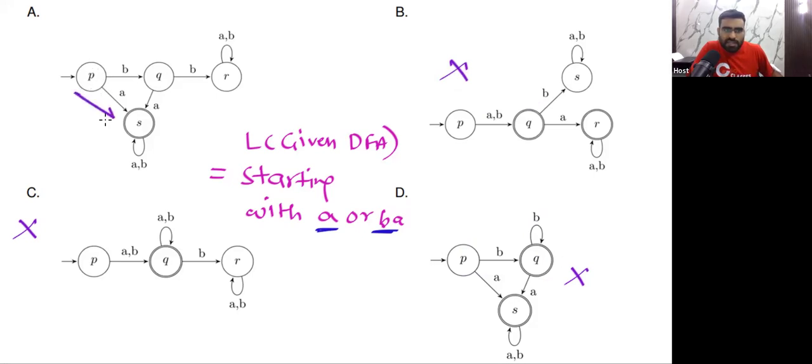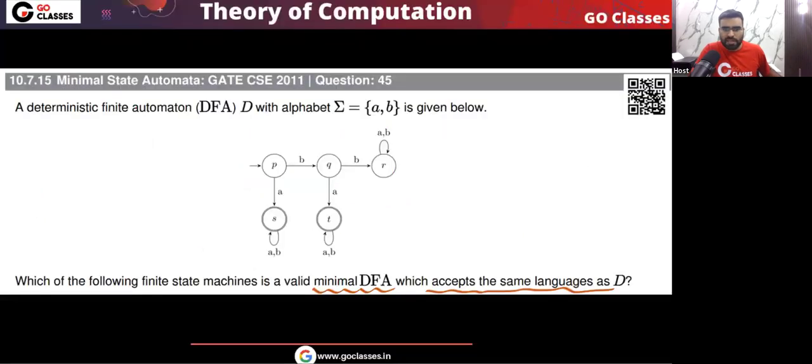You can notice starting with A accepted or starting with BA accepted. Okay, so finally this is your correct answer. Okay, so like this you can solve this question by many different methods. Whichever you like you can apply. Okay, but the best method is what you can do.